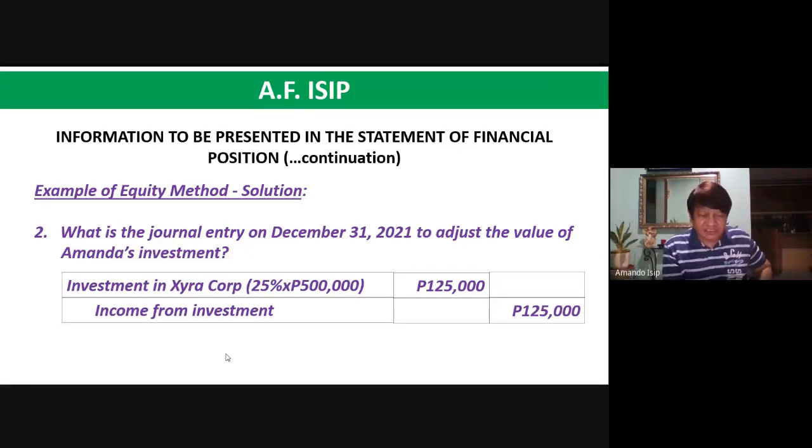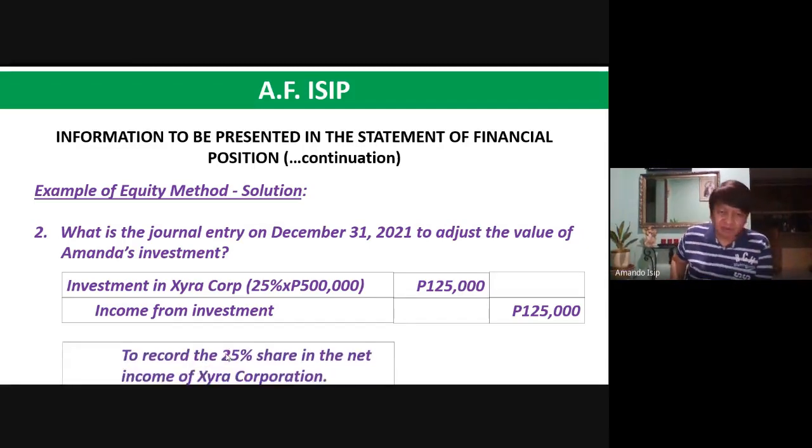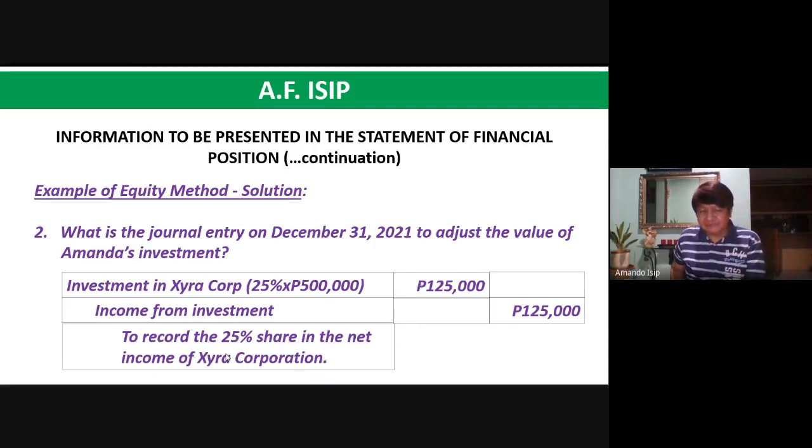How can you present these account titles in the financial statements? Of course, investment in Syrah will be part of the total assets of Amanda Company, while income from investment will be part of the income statement of Amanda Company. Income from investment of 125,000 will be included in the other income of Amanda Company in the income statement or statement of financial performance. So here, our explanation is to record the 25% share in the net income of Syrah Corporation. Remember, we are using the equity method.